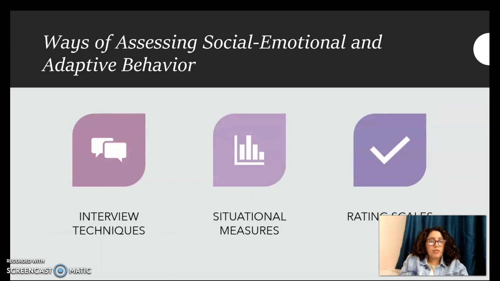These are three ways of assessing social, emotional, and adaptive behavior: one, interview techniques; two, situational measures; three, rating scales.